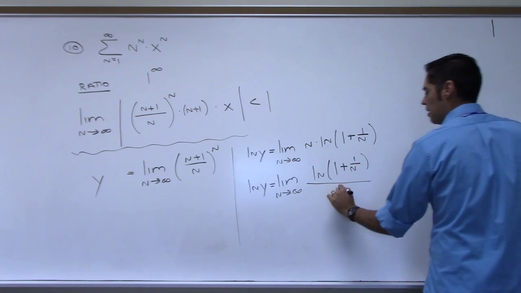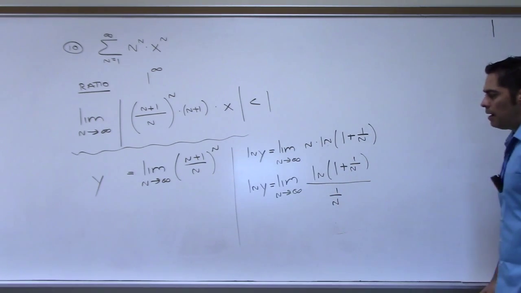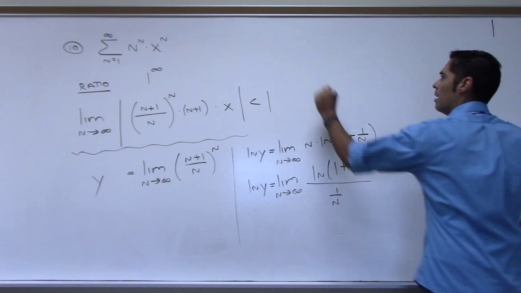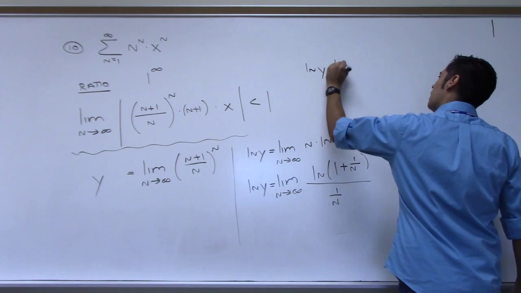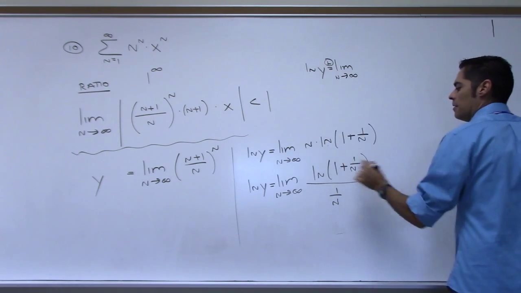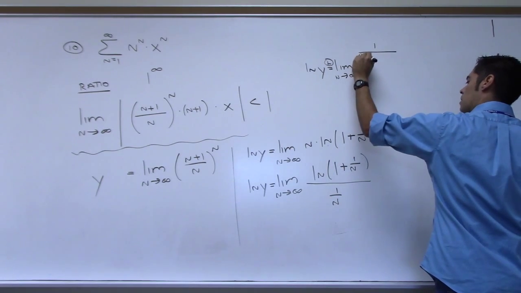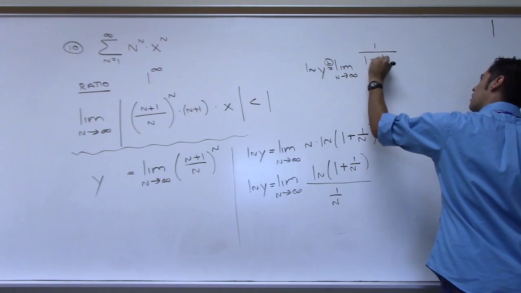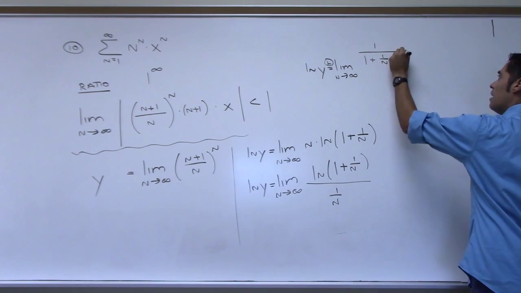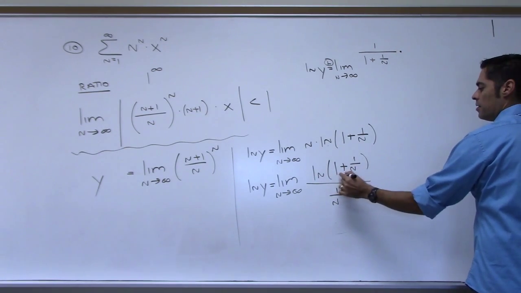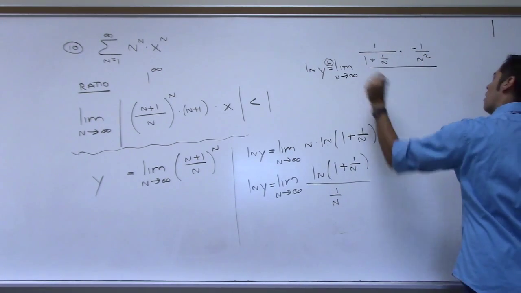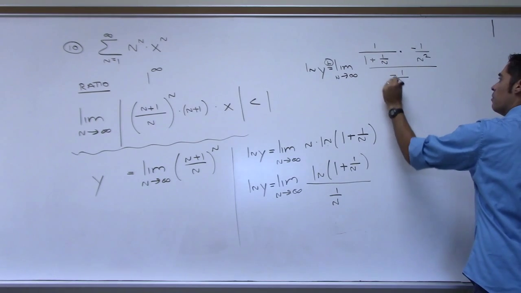When I drop that down, it becomes a 1 over n. And now I should be able to use L'Hopital on that. So when I do L'Hopital here, I do natural log y equals limit n goes to infinity. I'm using L'Hopital's rule here. Derivative of the top is 1 over 1 plus 1 over n. So that's derivative natural log of something. Then derivative of what's inside. So times derivative 1 is 0. Derivative of 1 over n is negative 1 over n squared. Over the derivative of the bottom, which again is negative 1 over n squared.